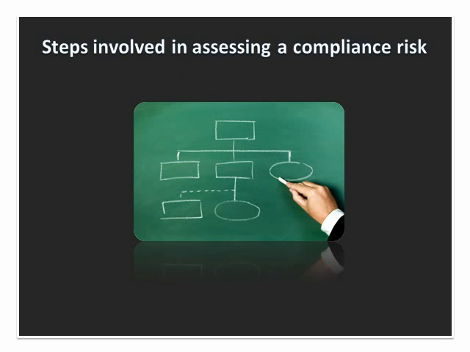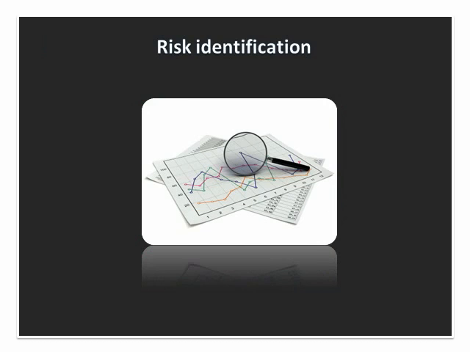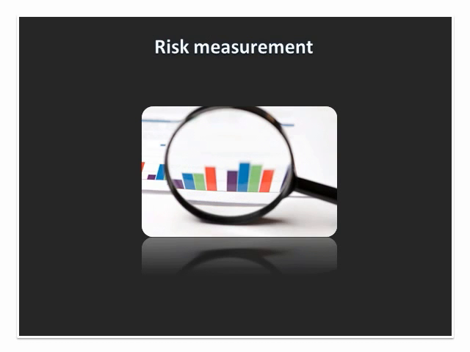The steps that are usually followed while assessing a compliance risk are: Risk identification is the first step to assess any compliance risk. The potential threats that may arise are identified at this stage. Once the risks are identified, you need to measure the degree of risks. The risks are quantified and ranked as per their gravity.